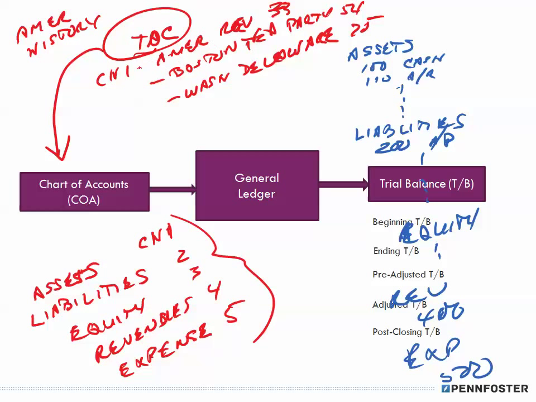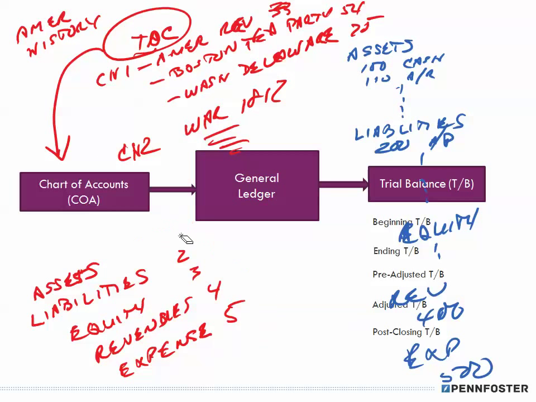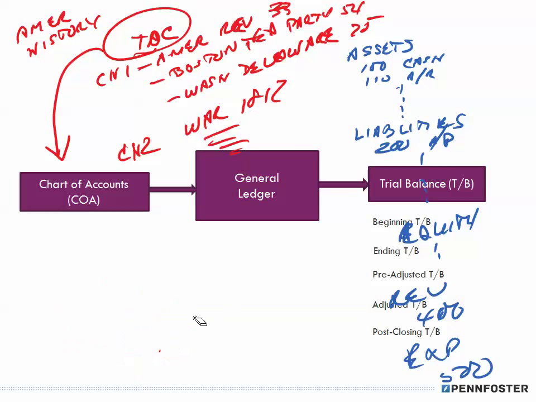As you can see, it's very similar to the table of contents in American history, where chapter 1 is about the American Revolution. Chapter 2 is the War of 1812, and it has subheadings. Chapter 3 is the Civil War, and it has its subheadings. As you can see, the table of contents is very similar in structure to the chart of accounts.